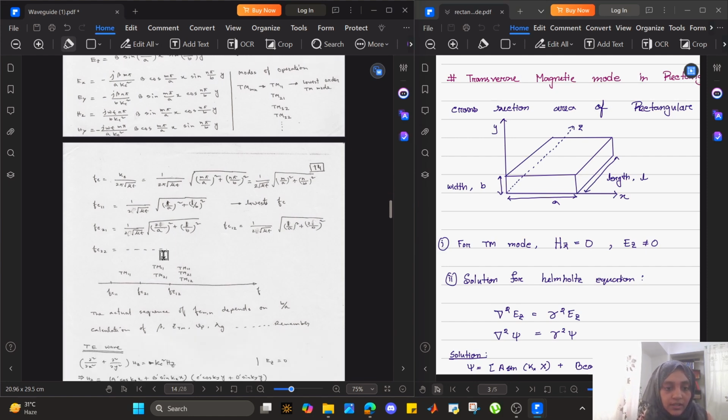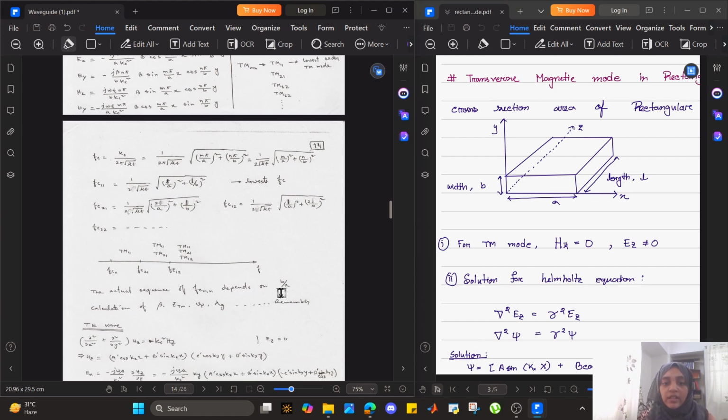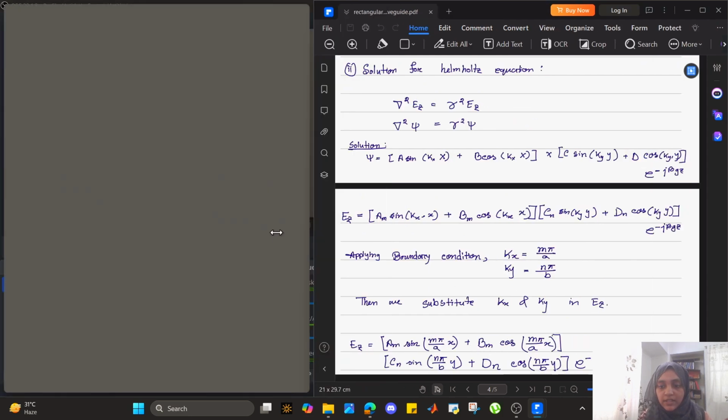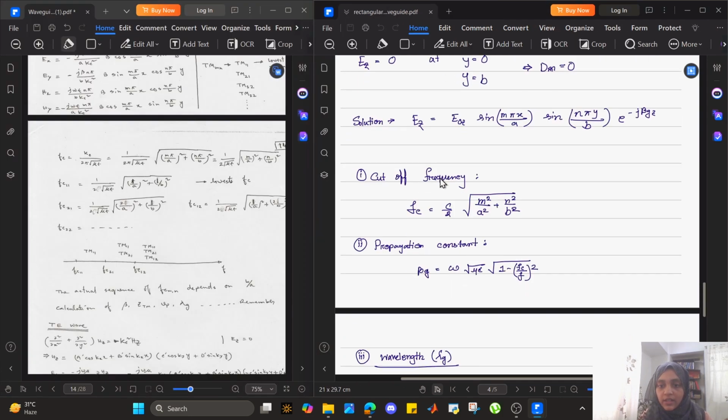So this is the diagram: at FC11, the first mode, we get the first mode. If we increase the frequency, then we go to the second mode. If we increase the cutoff frequency more, we get the third mode. The actual sequence depends on b by a. And there are also some other parameters.